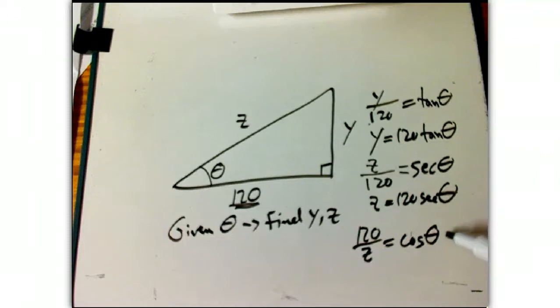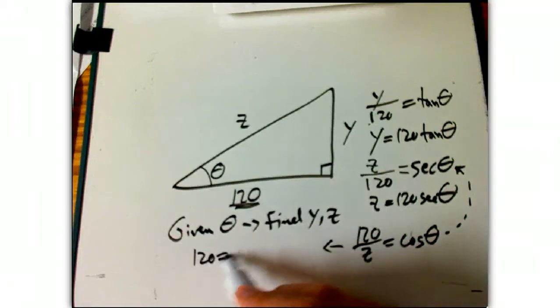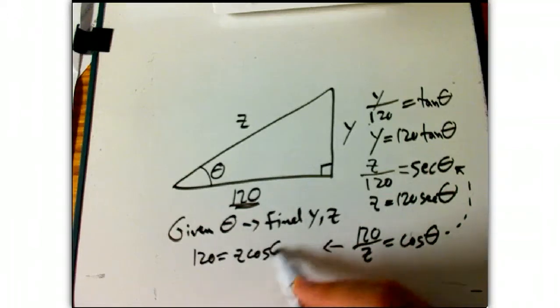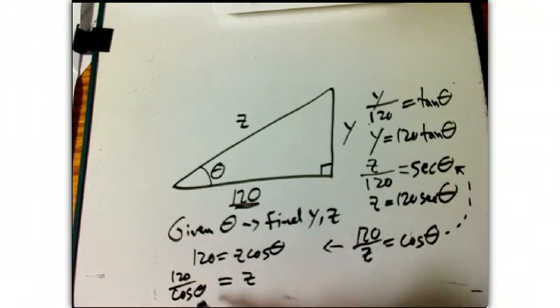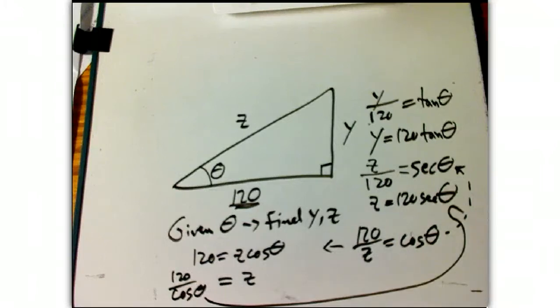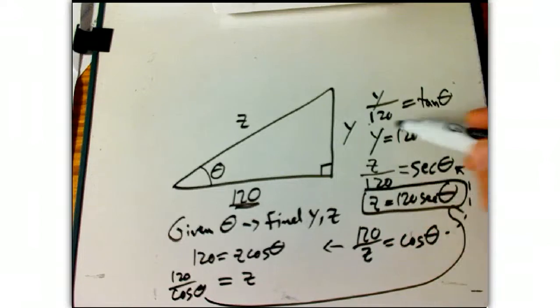Then either flip both sides, or cross multiply. 120 is z cosine theta. Divide, and you get z equals 120 over cosine theta. Oh, hey, that's this guy. So any way you slice it, we get z is 120 secant theta, and y is 120 tan theta.